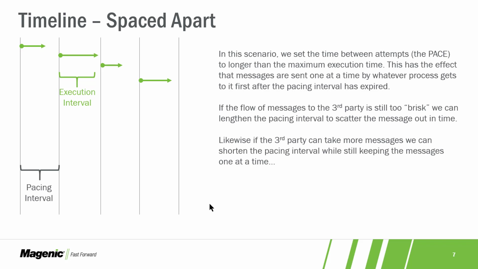The advantage is that if our unit of work takes on average 1 second and our pacing interval is 2 seconds, but that still results in way too many messages being sent too close together to the third party, we can make that pacing interval 3 seconds or 4 seconds, until we consistently can successfully deliver good messages to the third party.